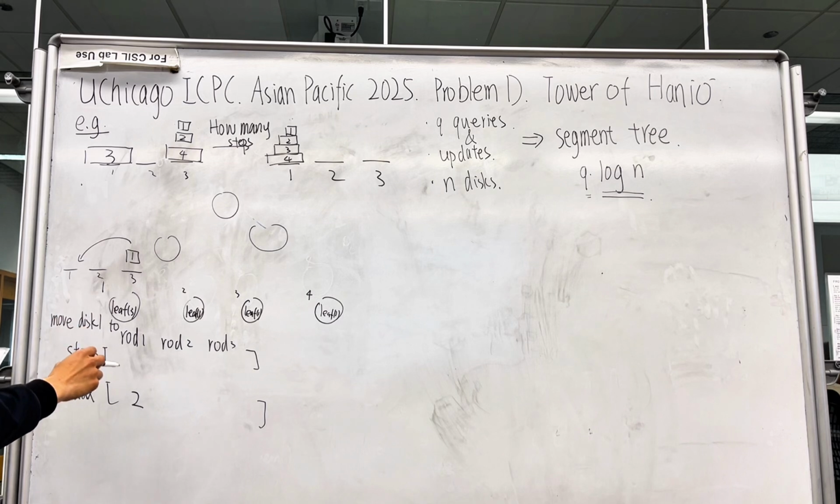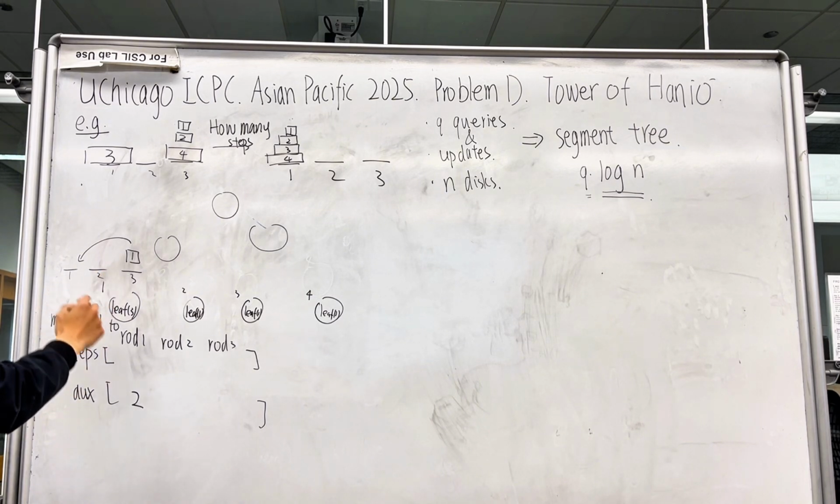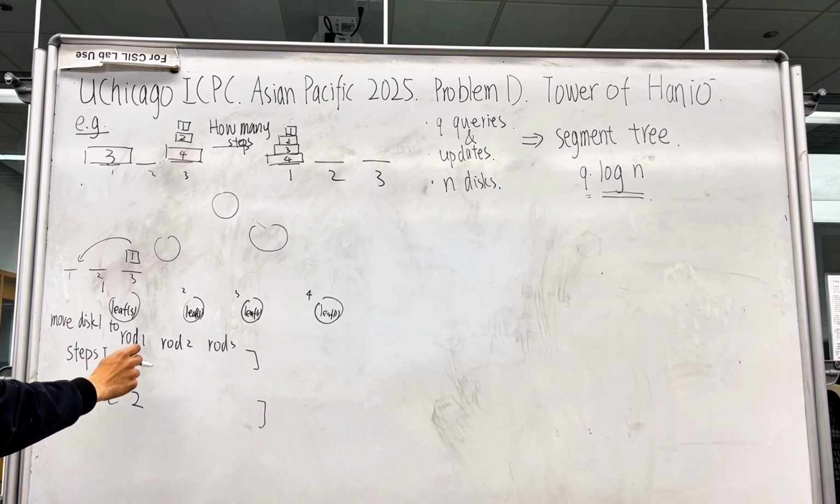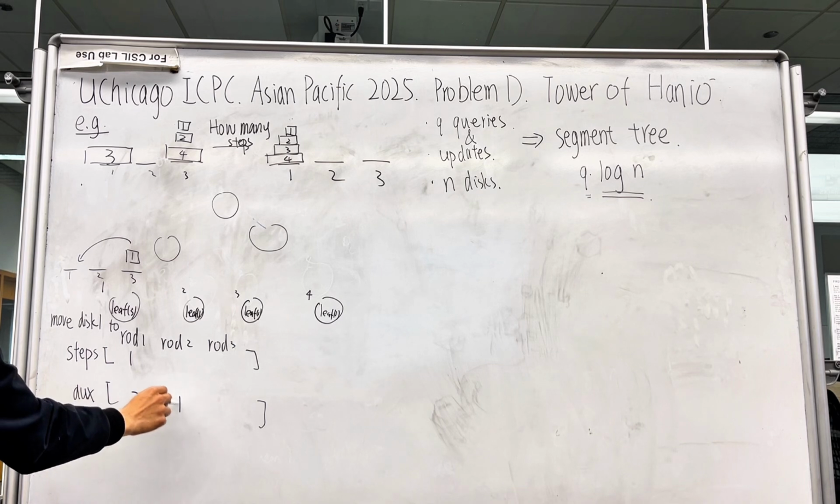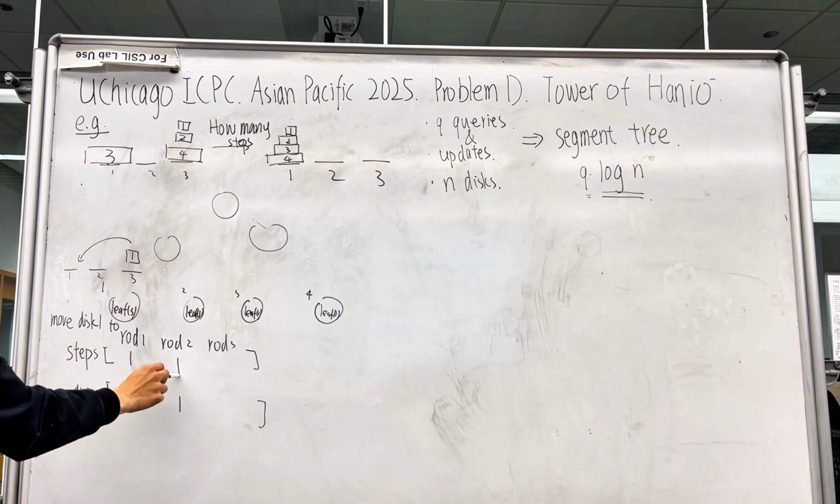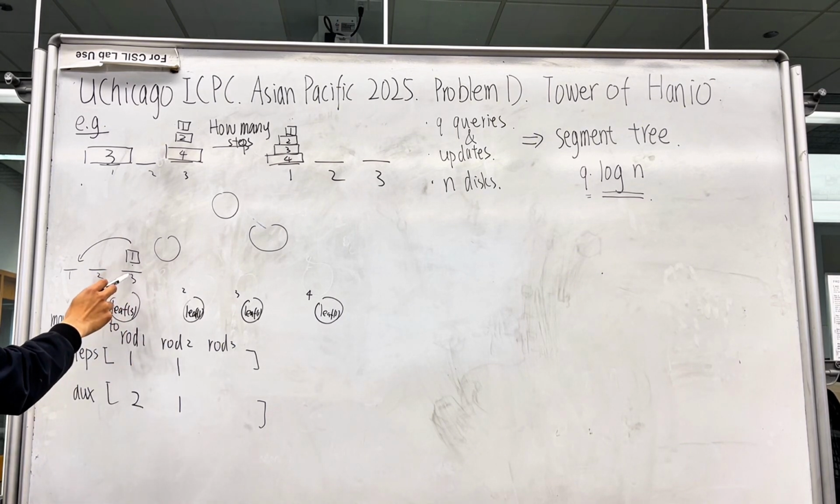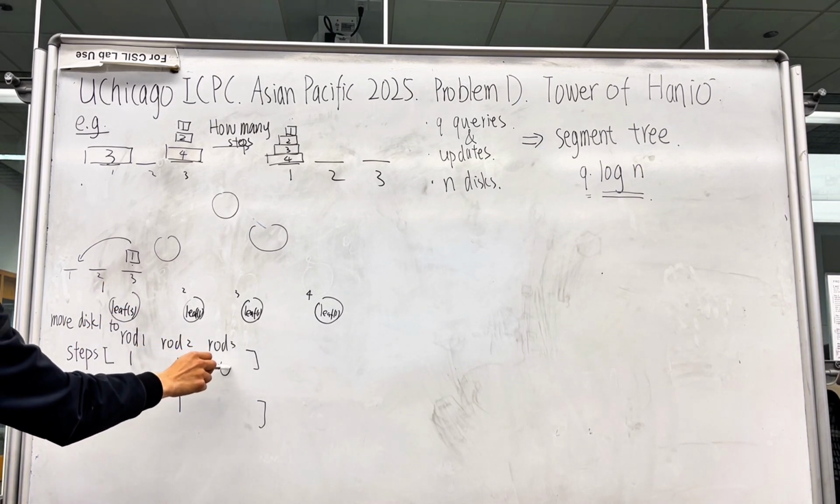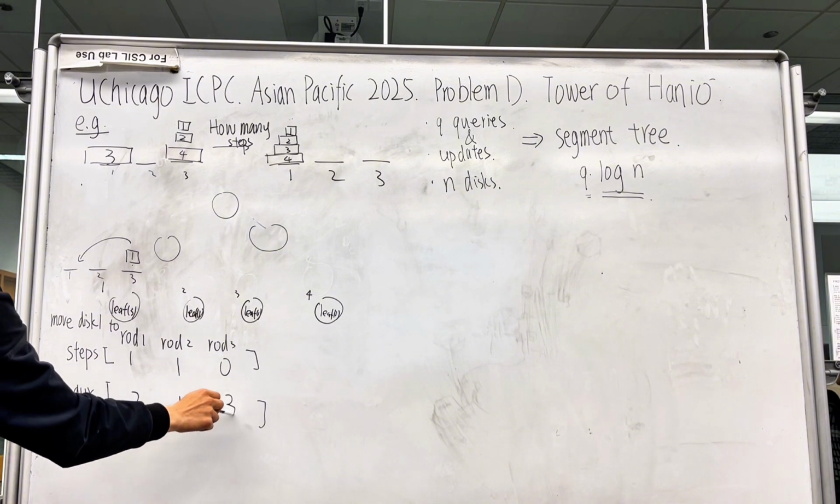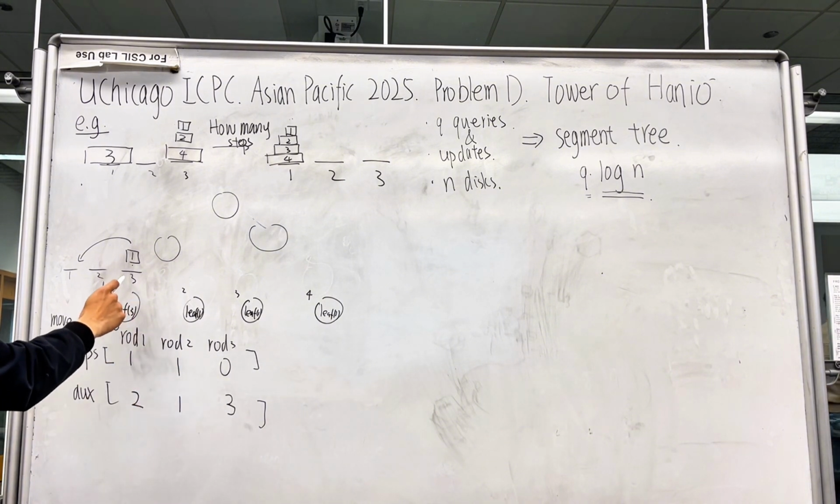And how many steps to move from peg 3 to 1? It's just 1 step. And to move to position 2, the auxiliary will be 1, and the steps will also be 1. To move to position 3, we don't need any steps. So the steps is 0, and the auxiliary is also 3.